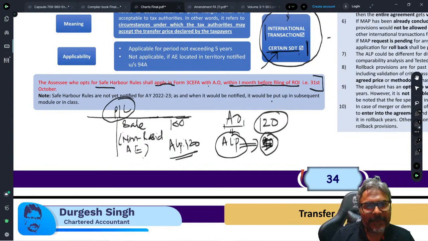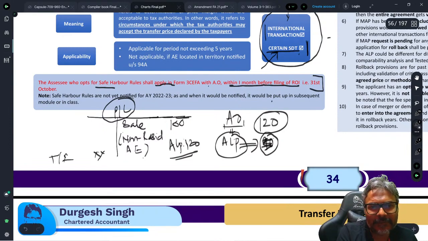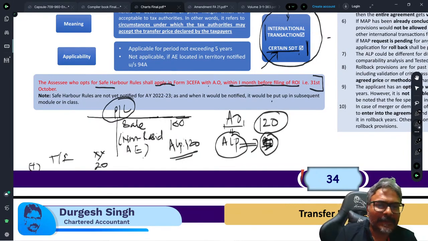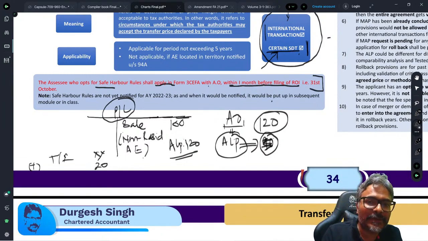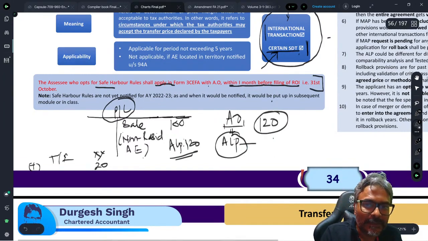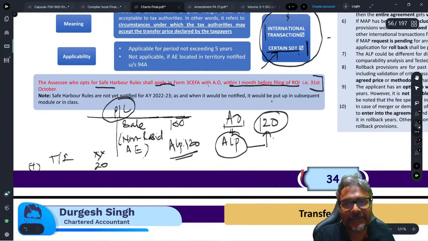Now with ALP at rupees 120, obviously what they would have done, from the total income, they would have added the additions. How much addition? 20 rupees, the difference. The assessee would have challenged this addition in the court, students. So that particular addition would have been challenged in this particular court.